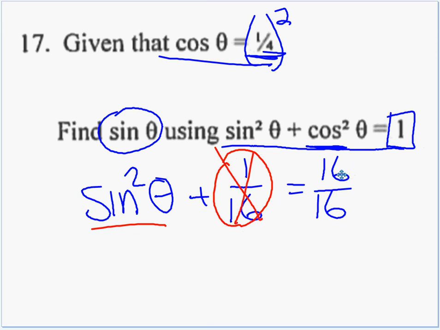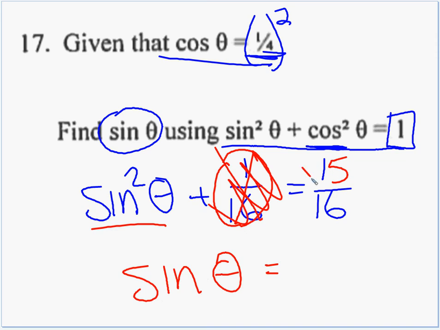16/16 minus 1/16 is 15/16. And now to get sine by itself, we would square root. Let's square root the numerator. We'll just leave that as a root 15. The square root of the denominator is just 4. So our sine value is root 15 over 4.